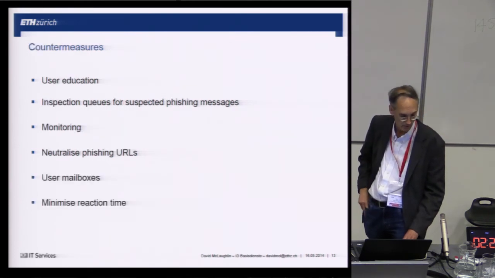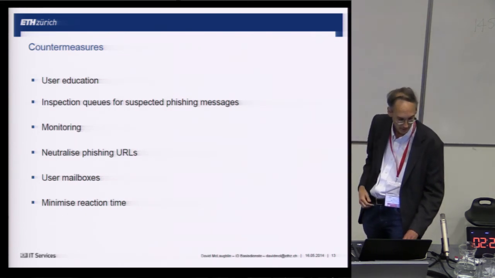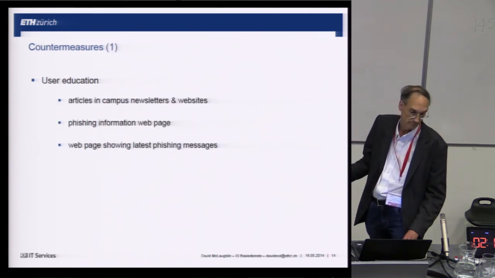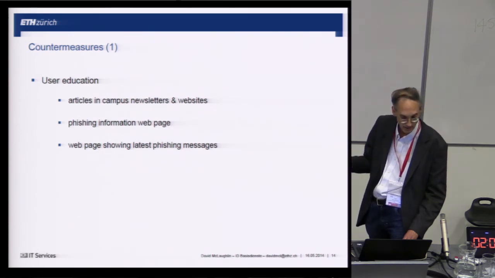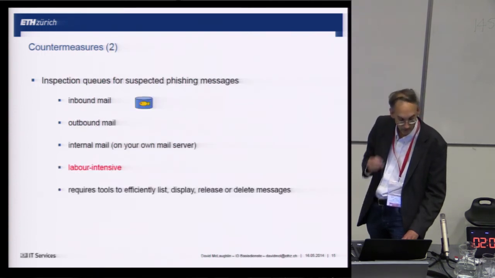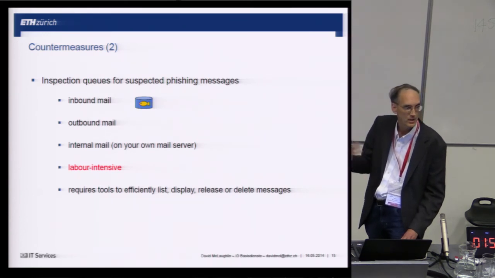So what can we do? Well, education, inspections, monitoring, neutralizing the URLs, et cetera. Individually, websites, newsletters, articles, whatever we can do to get it across to our community. Phishing web pages showing the latest phishing attacks, successful or not. We have an inbound inspection queue called the Phish Trap, which is looking for various keywords and whatever's trending at that moment. We also are going to have to filter outbound mail.